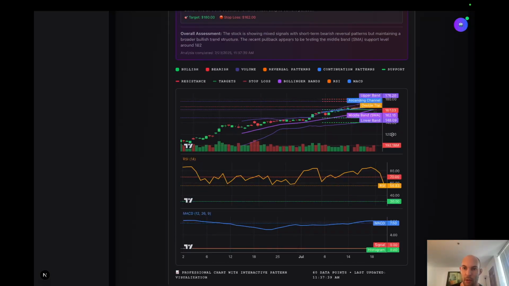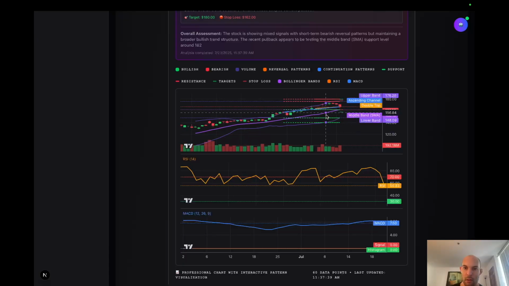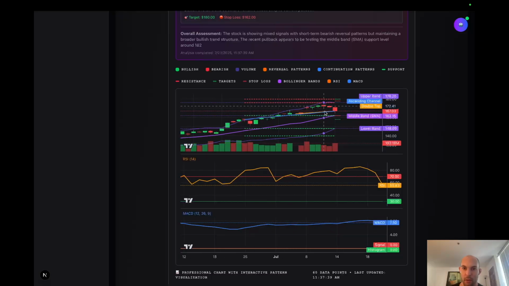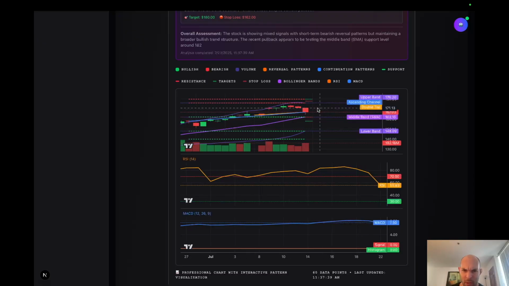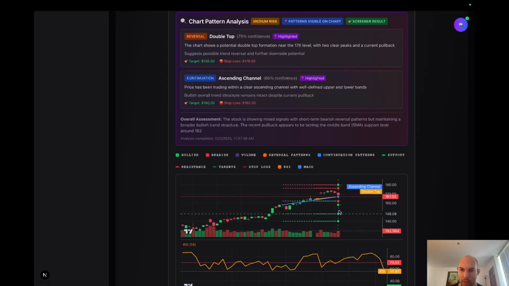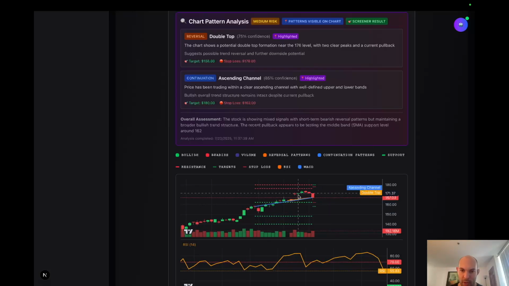If you come here, how do I do this? I always forget. So if you come here, yeah, there we go. It shows you the indicator lines. You can barely see it. Yeah, so basically this blue line here is the ascending channel, and then the orange is the double top. So I can just take this off. I can see it better. Okay, so here we are. So these are the trend lines that the pattern found over here.